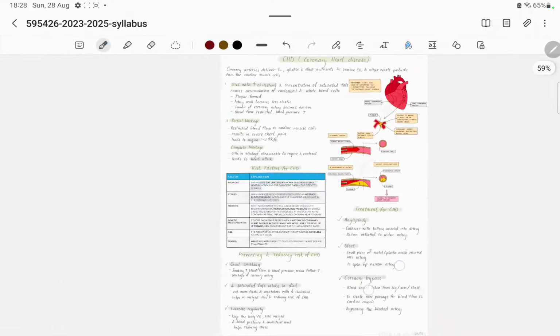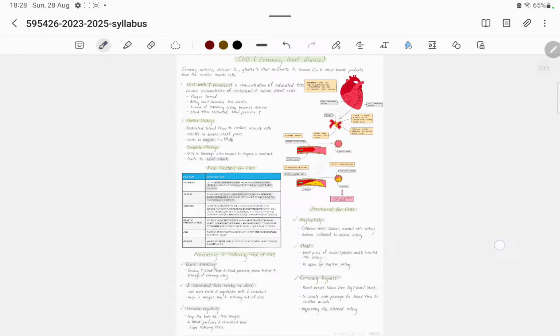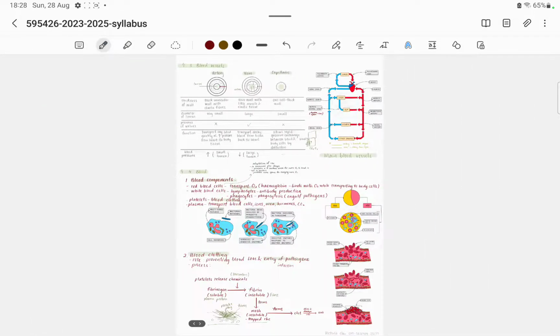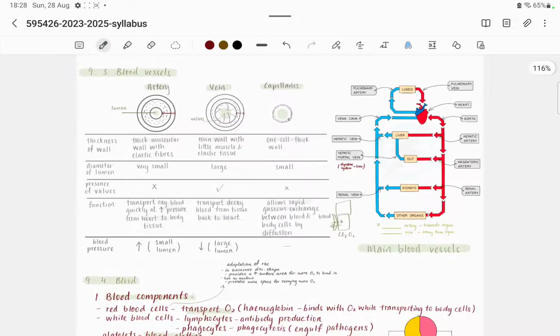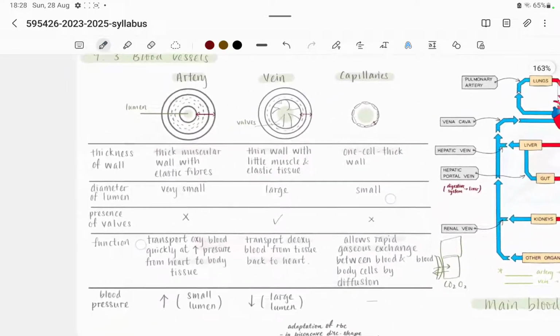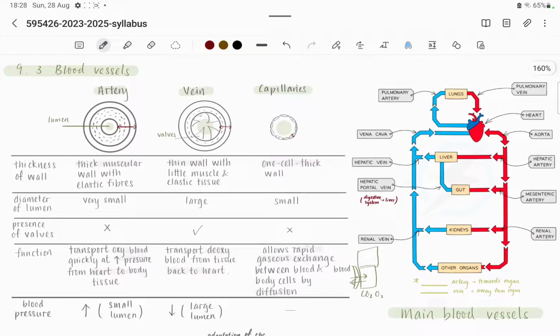So this is all for CHD, and then after that we'll move on to the last two subtopics, on the last page of notes. Okay, blood vessels: you have three types, artery, veins, and capillary.